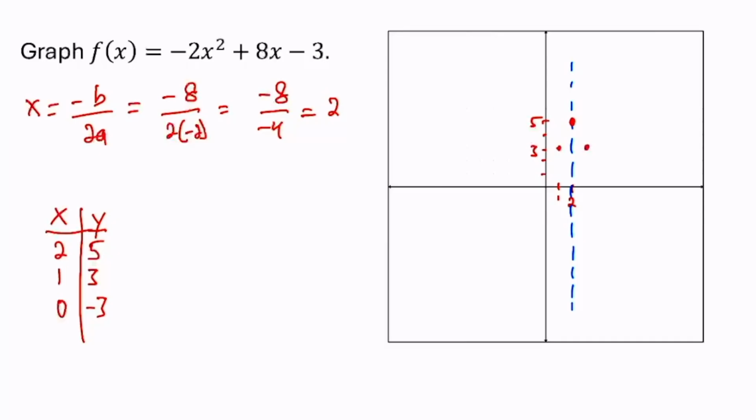Sorry, at 3, 3. Now for our last point, which is at 0, negative 3, right there, there should also be a mirrored point over here at 4, negative 3. And through these points, we draw our smooth curve. And here is the graph of our quadratic function.